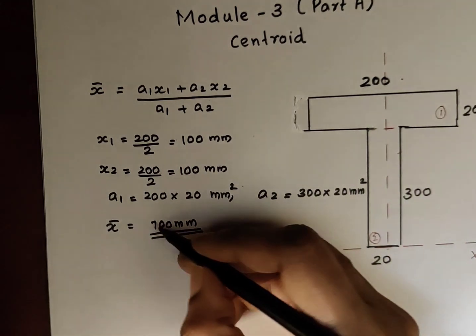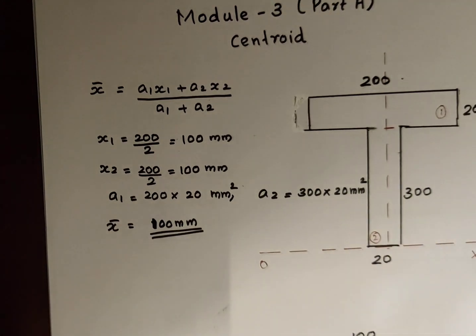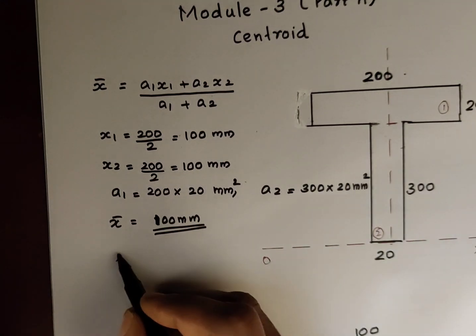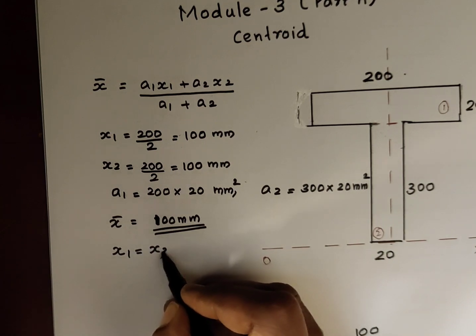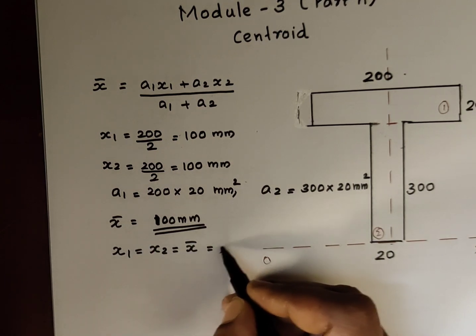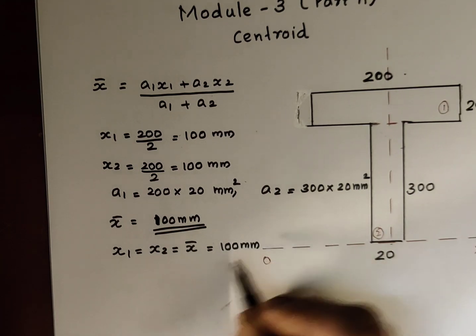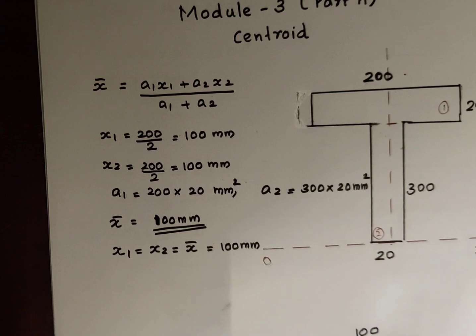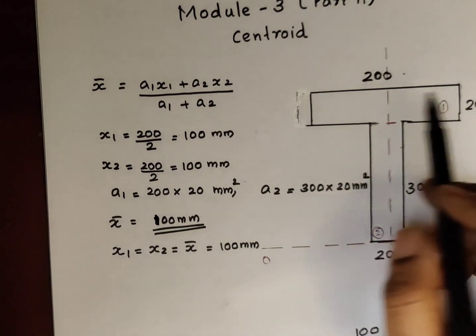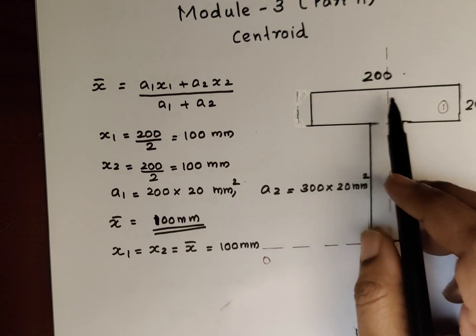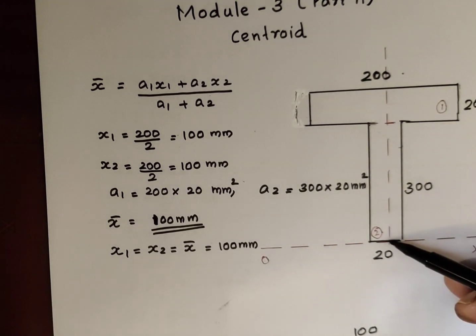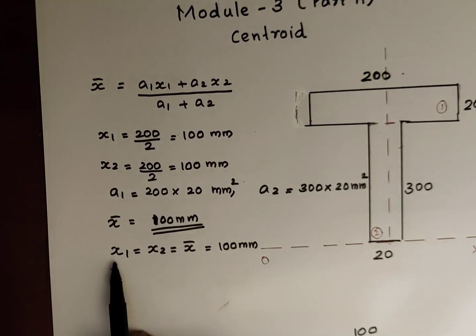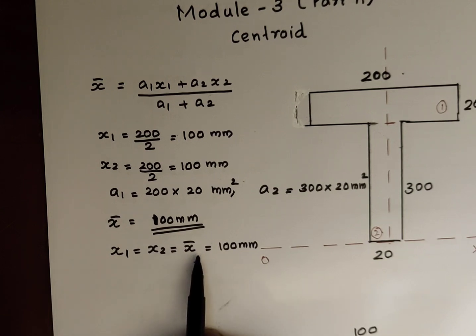So you have to write this value, otherwise you will not get mark for the x coordinate. So here you can write, there is no need to do the calculation. x1 is equal to x2 is equal to x bar is equal to 100. For a symmetric section, you can write like this. So for a symmetric section, you have to check whether the composite section and the simple figures are symmetric about the axis. So all the figures are symmetric about y-axis. So you can write x1 is equal to x2 is equal to x bar, that is 100.